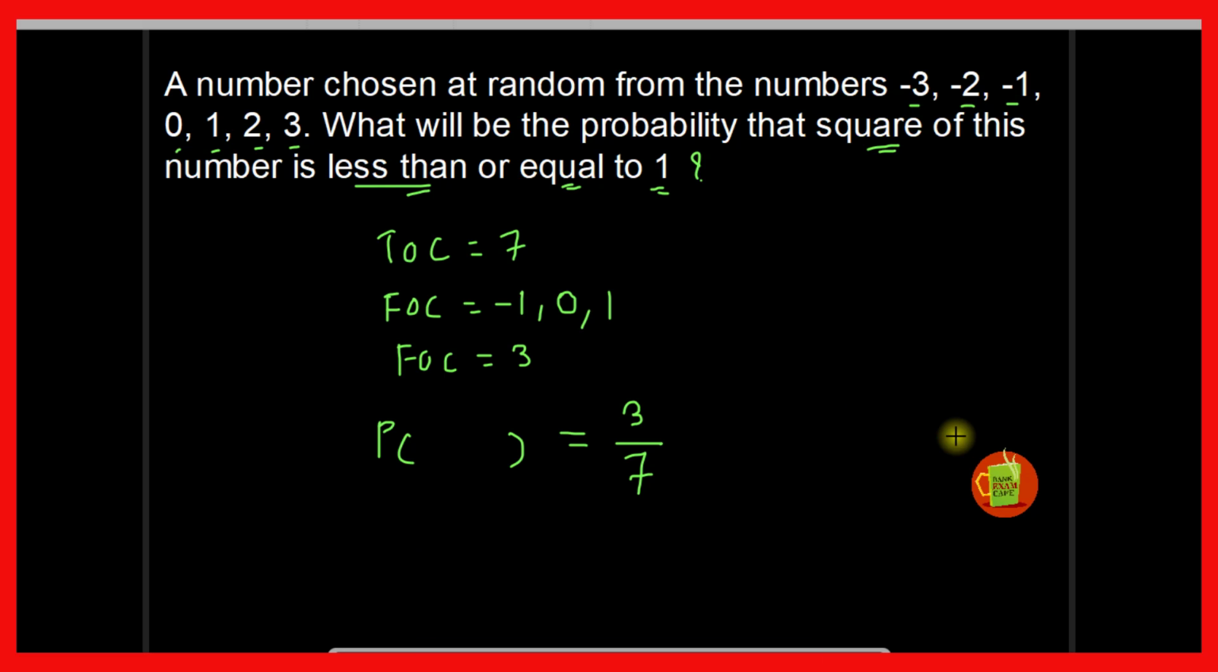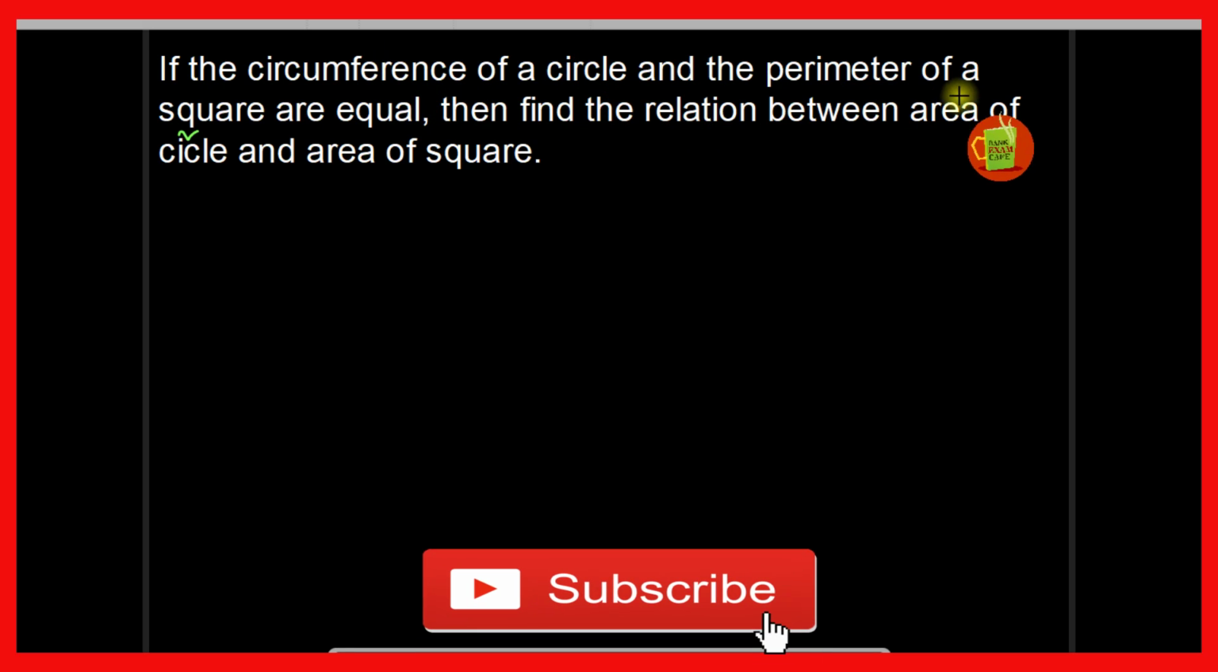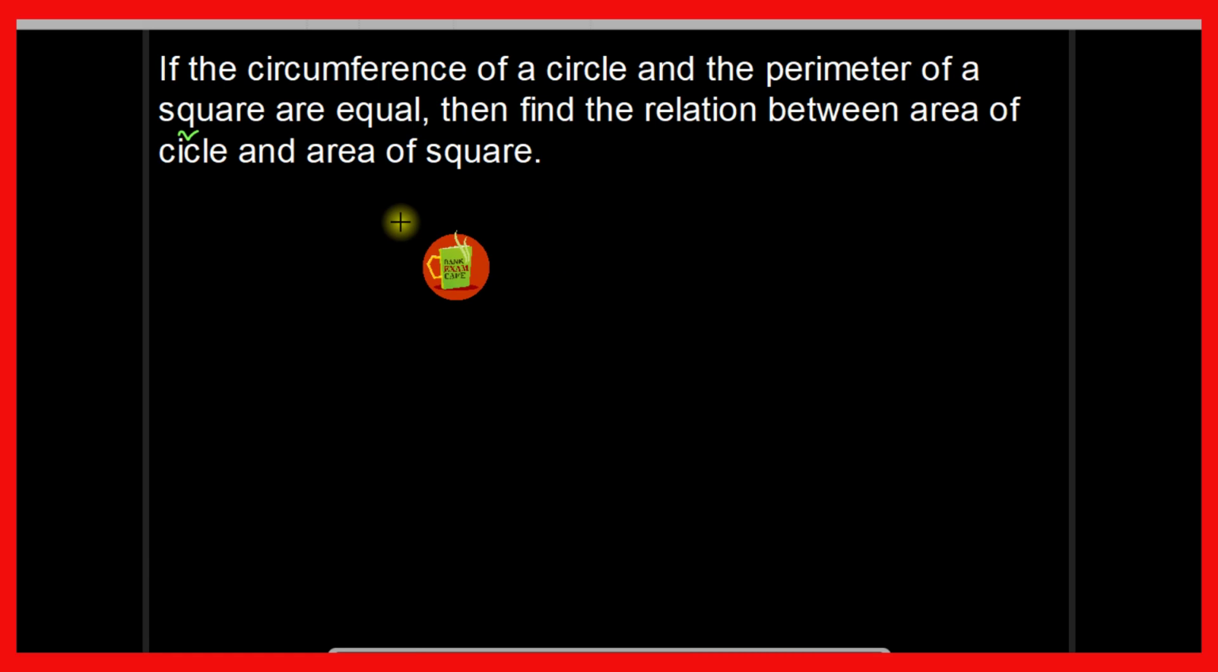Now friends, let us move to the next question. The question is: if the circumference of a circle and the perimeter of a square are equal, then find the relation between the area of the circle and the area of the square. Friends, it is given that the circumference of the circle and the perimeter of a square are equal.